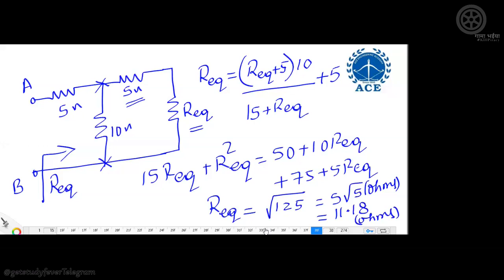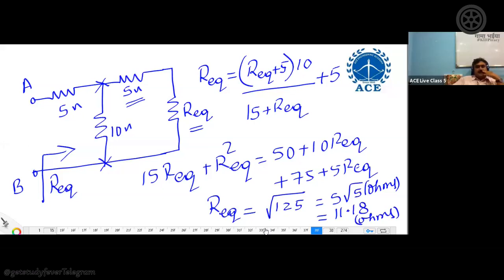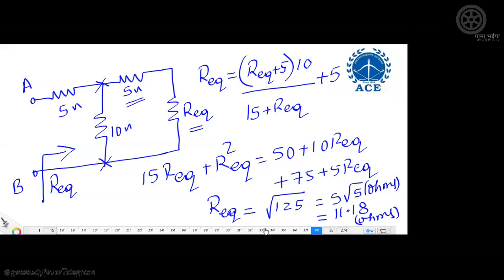Hello, sir. Yeah, hello, tell me. Sir, I have a doubt in first class, sir. I have a doubt: why are we taking steady state equal to t equals 0 minus, sir?